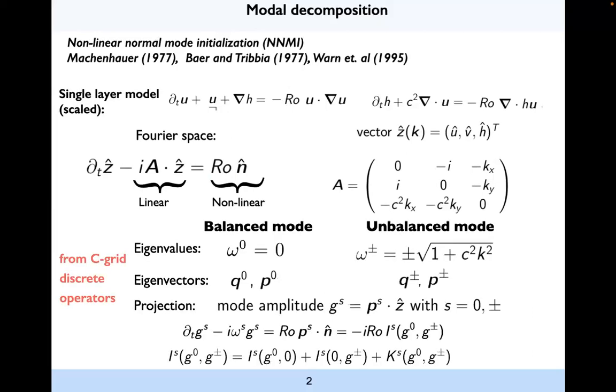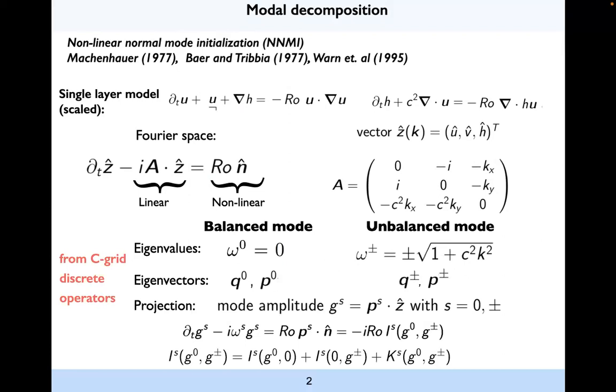So irrespective of whether you do it for a single layer model, a shallow water model, or a primitive equation model, you will get 3 eigenvalues. The one that's related to 0 is the balance mode, or balanced motion. And the other 2 are related to gravity waves, which are counter-propagating because of the sign.